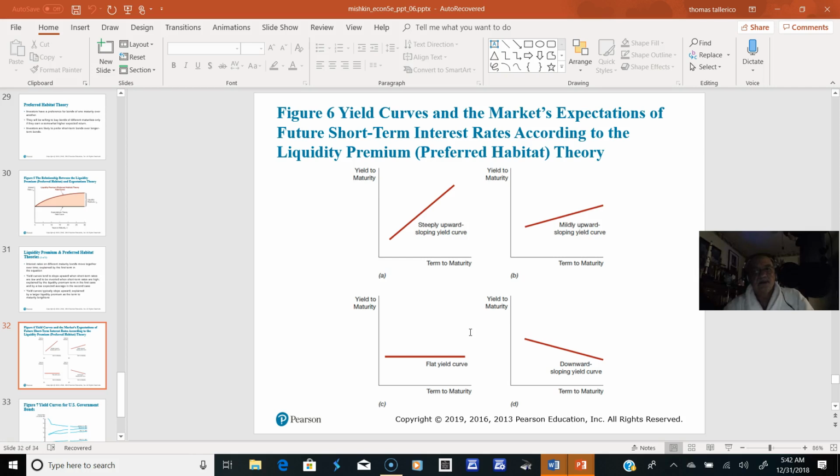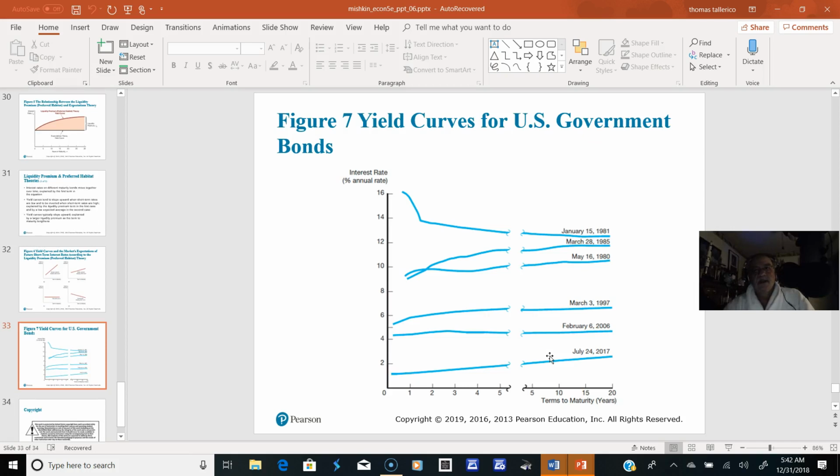So here's a couple different yield curves. Different scenarios, right? Sloping upward, flat, recession type of yield curve. And here's basically some yield curves for government bonds. You'll notice we were in a recession in 1981 here, right? Short term, look at long term, they pay less interest, right? And this period, 06, was pretty flat, right?